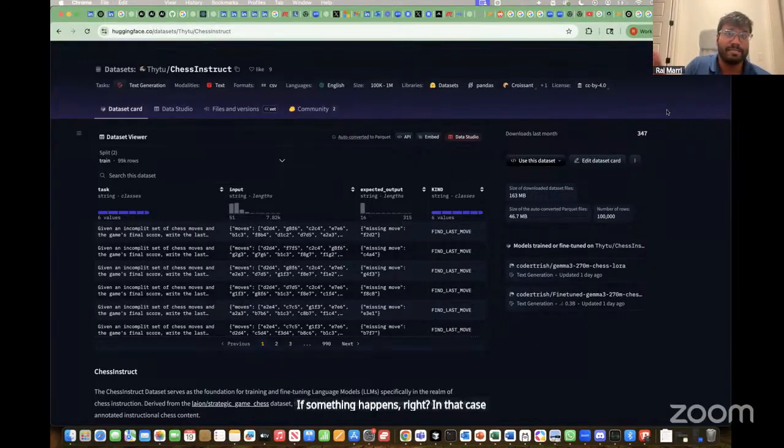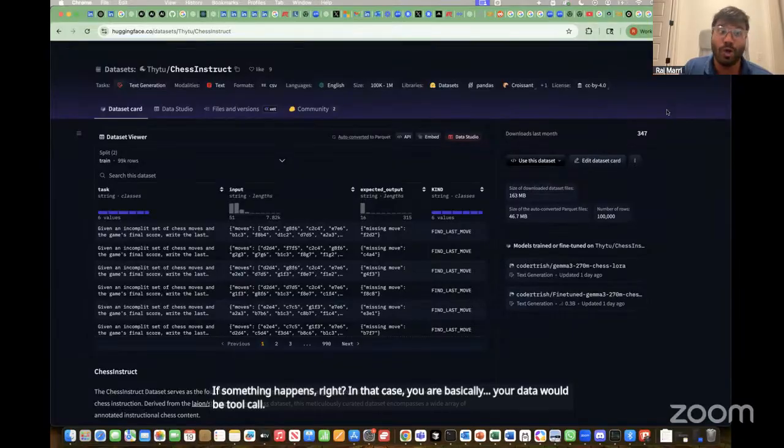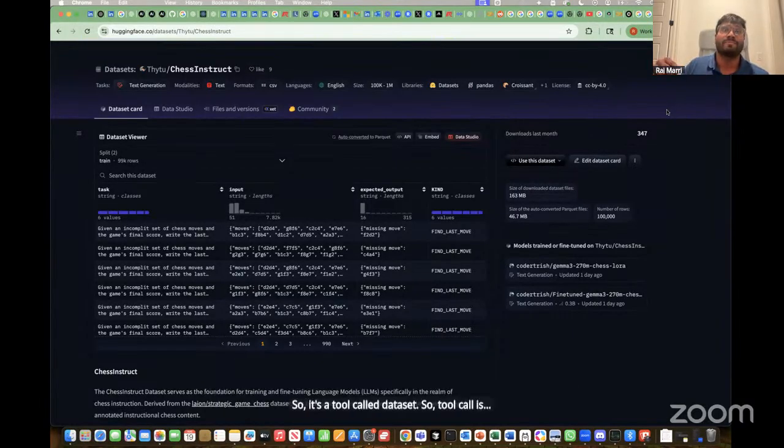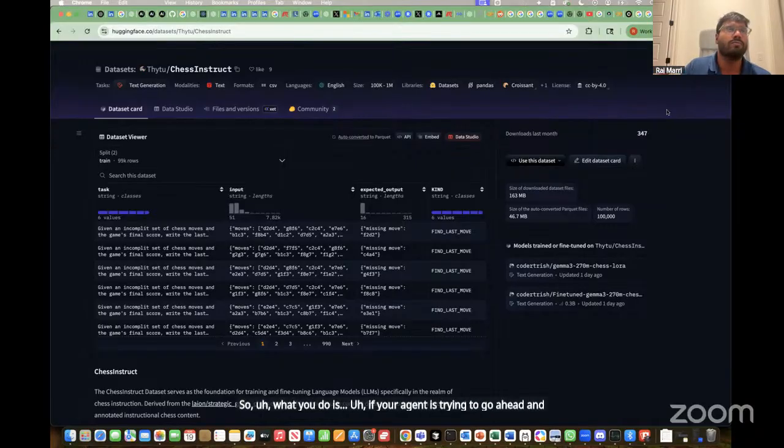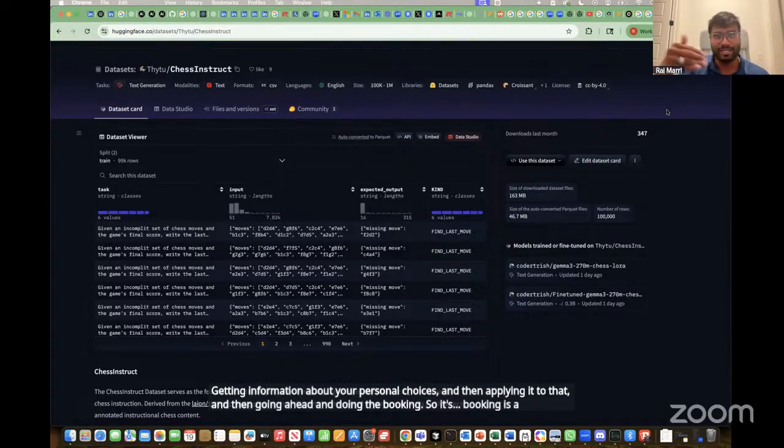In that case, your data would be tool call data. So it's a tool call data set. That's very interesting, by the way, because when you want to fine tune using maybe reinforcement learning, if your agent is trying to do a booking and you want to improve its accuracy, booking does require research. It requires fine tuning or even adding filters for your use case. It requires getting information about your personal choices, applying it, and then going ahead and doing the booking. So booking is the last step, but these are all a series of steps that it has to do to achieve that. So they create an artificial environment.